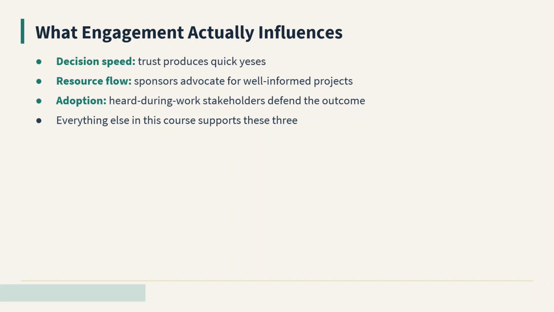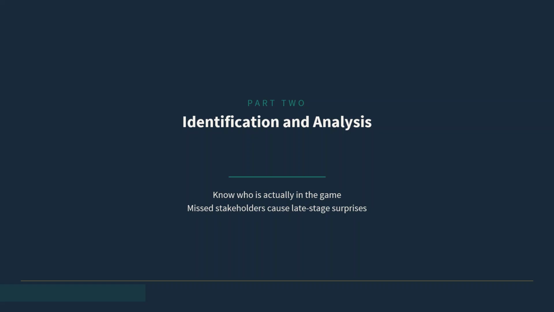Before you can engage anyone, you have to know who is actually in the game. This sounds obvious and is routinely done badly. Most identification exercises produce a list of the obvious names: the sponsor, the project team, the immediate user group, and miss the stakeholders who will actually decide the project's fate. Those missed stakeholders are what we call latent influencers, and they are the single largest source of late-stage project surprises.